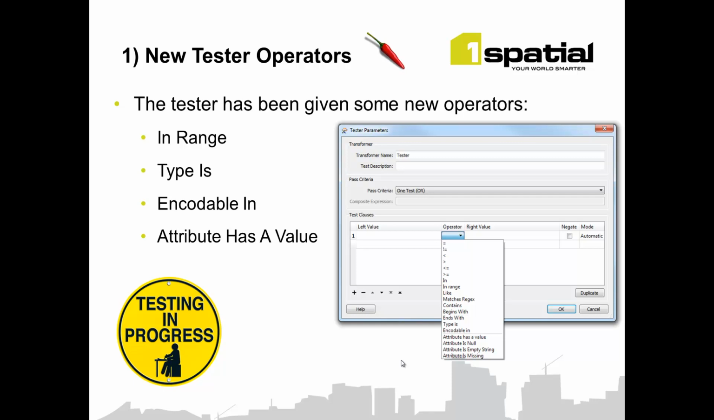So first up, one of the first new capabilities is around operators. Operators have been added largely into the tester, but they feature in other places, so wherever a test operation is possible, like in the test filter and some of the other transformers, these new operators appear. In range, type is, encodable in, and attribute has a value.